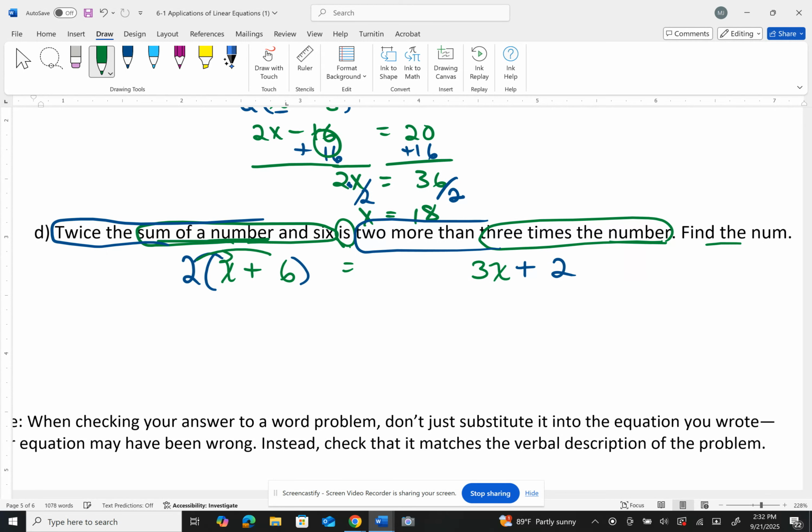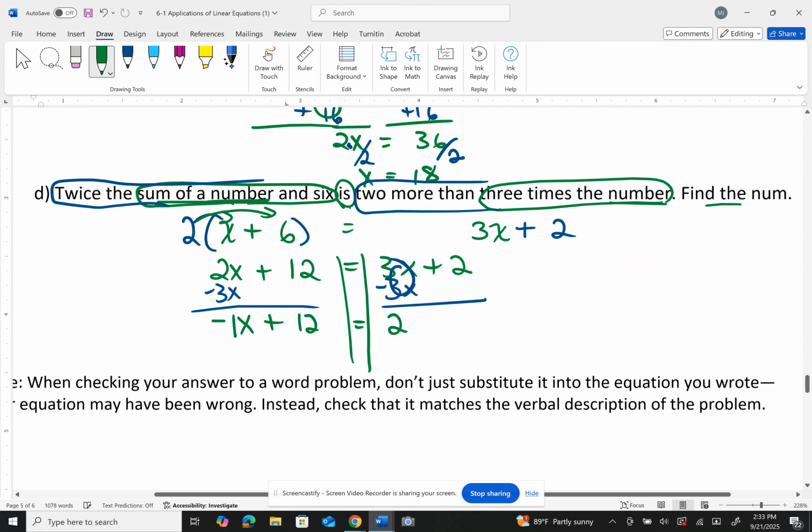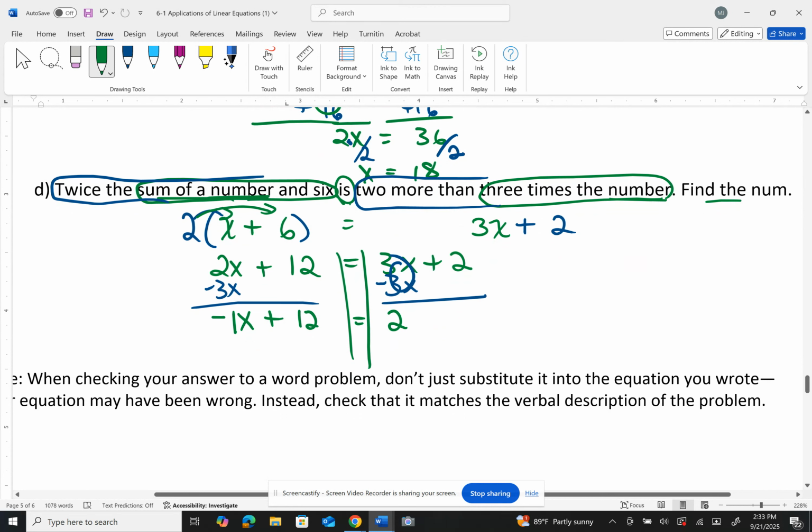So I'm going to be distributing 2 times x plus 2 times 6. And then these variable terms are on opposite sides. So I'm going to subtract 3x from both sides. And I wind up with a negative 1x plus 12 equals just 2. Right? And that's that negative 1x. If you had just written negative x, that would have been okay. But I think having that negative 1 there explicitly might be helpful.